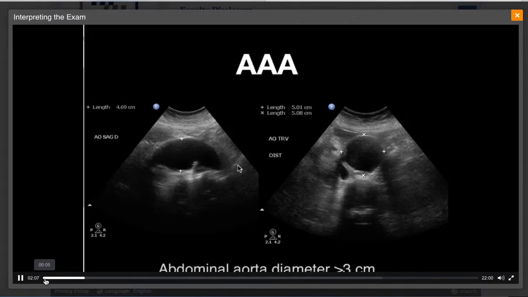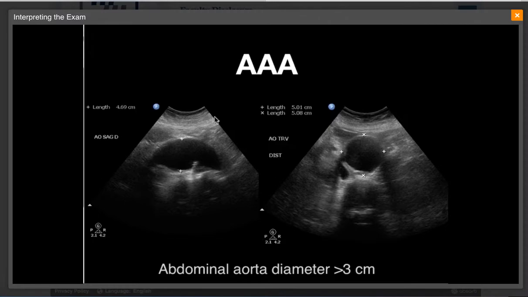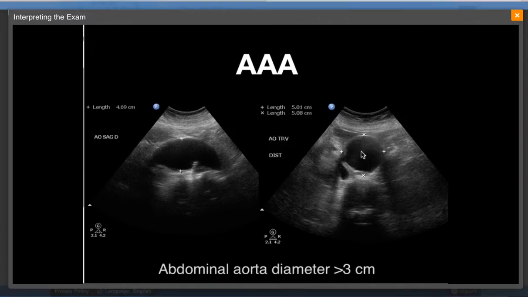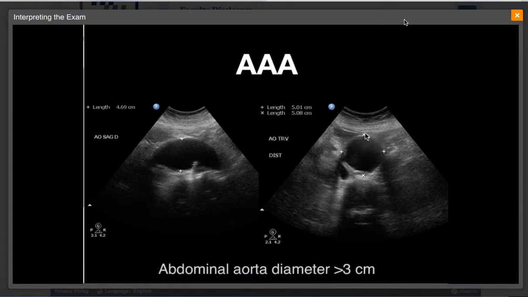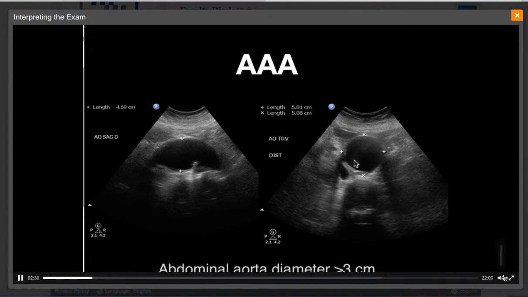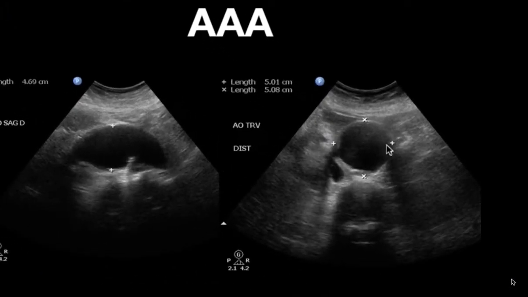Criteria for diagnosis of an abdominal aortic aneurysm include focal dilatation of the abdominal aorta of more than 3 centimeters. Here you can see in this aorta on the sagittal plane that it measured 4.69 centimeters. And at this transverse level, you can see that the aorta has an AP diameter of approximately 5 centimeters and a transverse width of approximately 5 centimeters. This meets the criteria for diagnosing a AAA.